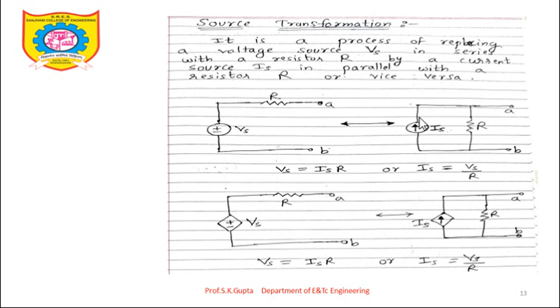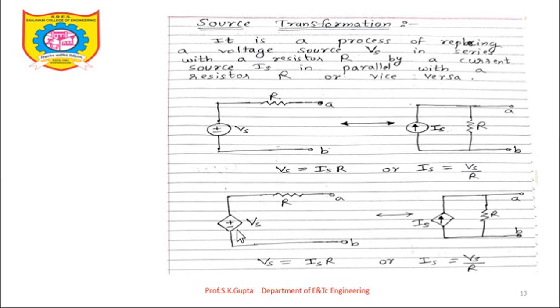Okay. So now what is the value of this current Is? It is given by Vs upon R. And what is the value of this R? It remains the same. Suppose here it is 10 ohm, then here also the R value will be 10 ohm. So between terminal A and B, I have replaced one voltage source in series with resistor R by a current source in parallel with a resistor R, and the current value is Vs upon R.